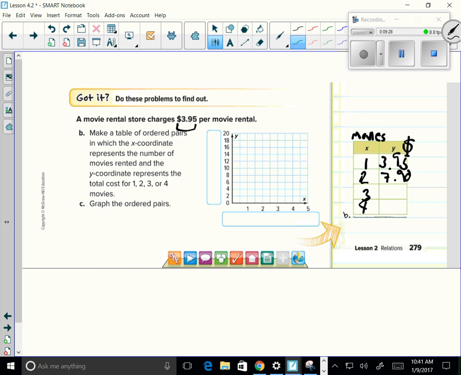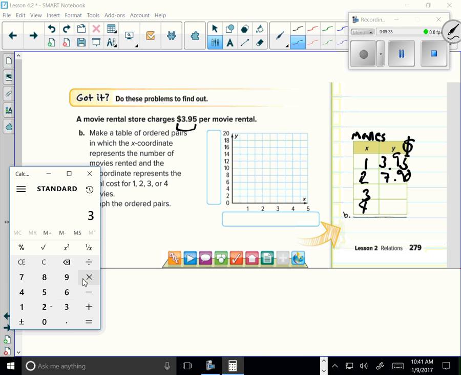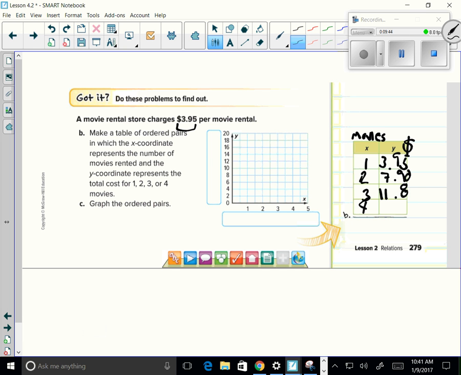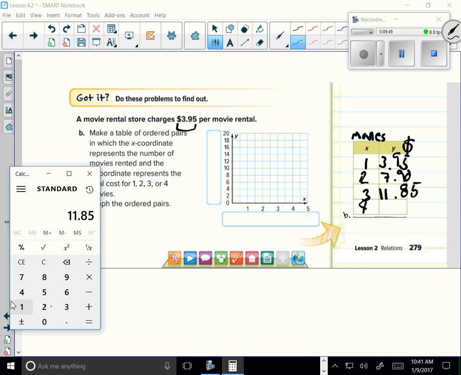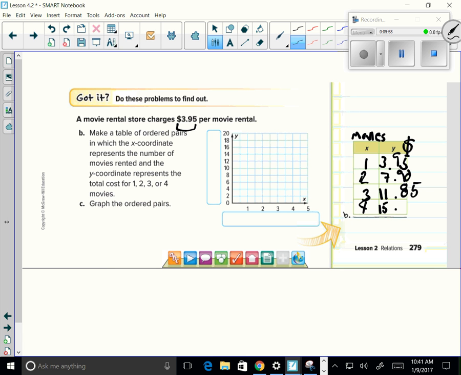Now let's say I want to do 3 movies. I'm going to do 3 times 3.95, which is going to be equal to $11.85. So I can write that into my table. And then, of course, the 4th movie here. 4 times 3.95. And that's equal to $15.80. And now we can graph these.